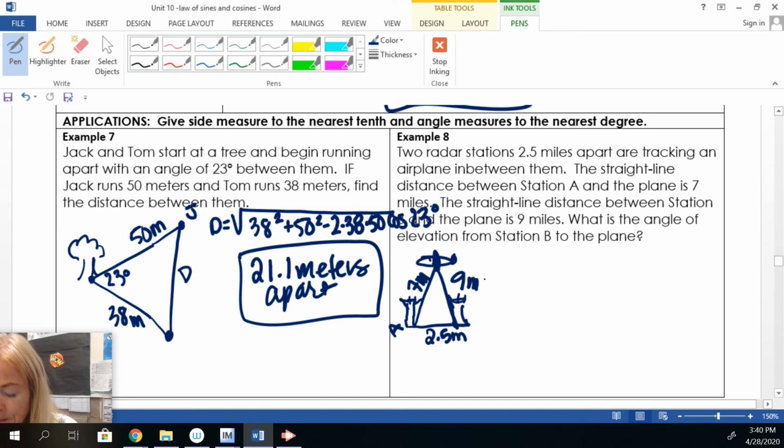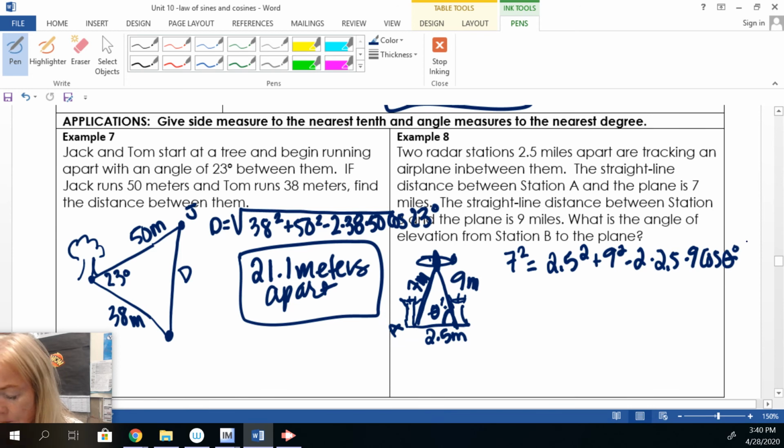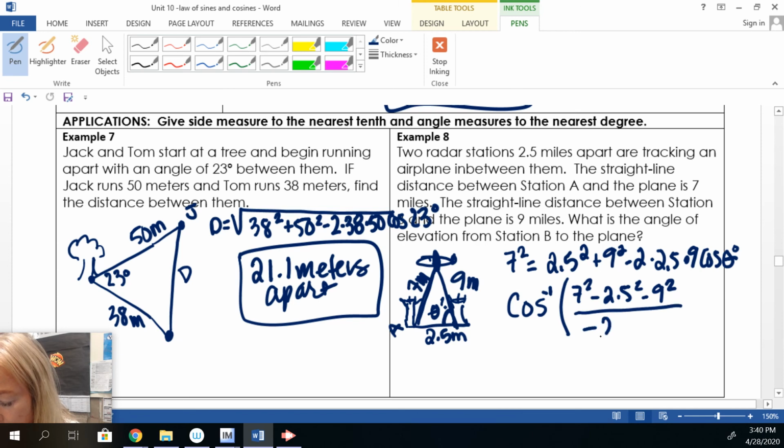Okay, what is the angle of elevation from station B to the plane? So they want this angle right here. Right? So if that's the angle, this is the side opposite. That's going to be your 7 squared is equal to 2.5 squared plus 9 squared minus 2 times 2.5 times 9 times the cosine of theta, whatever that is, degrees. Okay, so we're going to do cosine inverse of 7 squared minus 2.5 squared minus 9 squared all over negative 2 times 2.5 times 9.